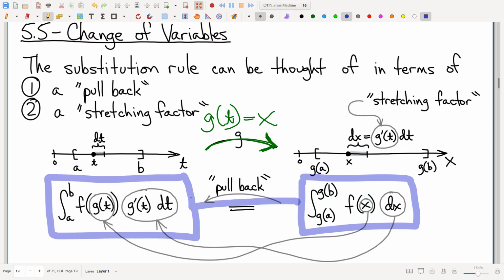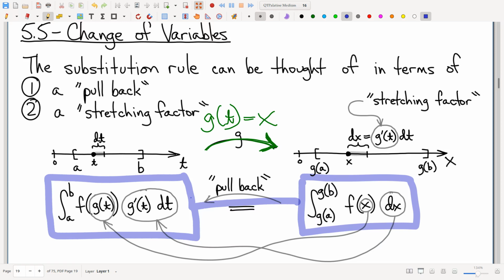And a lot of people would just label this as this is the substitution rule. The substitution rule just says that these two integrals are equal. And again, that's fine. Sure. Does that look familiar to everybody? Everybody's happy with that? Okay.